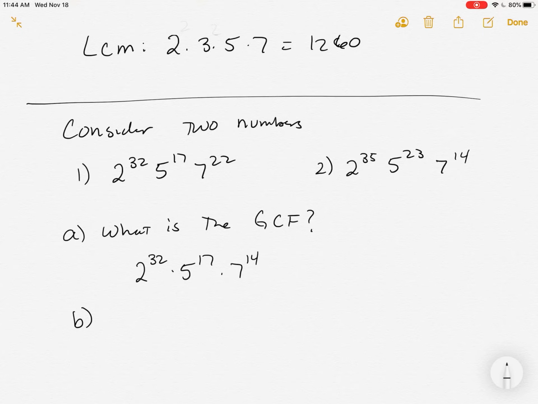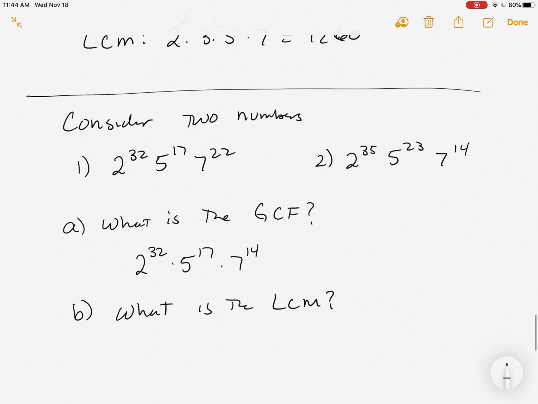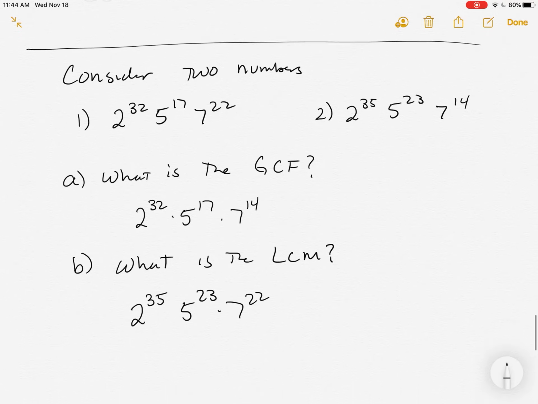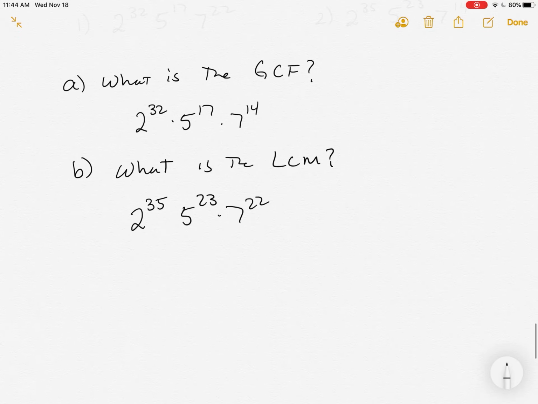And I think it's a selection type of thing. B is what is the LCM. So remember here, there's nothing common. Well, it's least common multiple. Here you're taking everything, right? And the highest number of times. So you need a 2, and you need it 35 times. You need a 5, 23 times. And you need a 7, 22 times. So they're just going to have you build it when it's already pre-factorized.